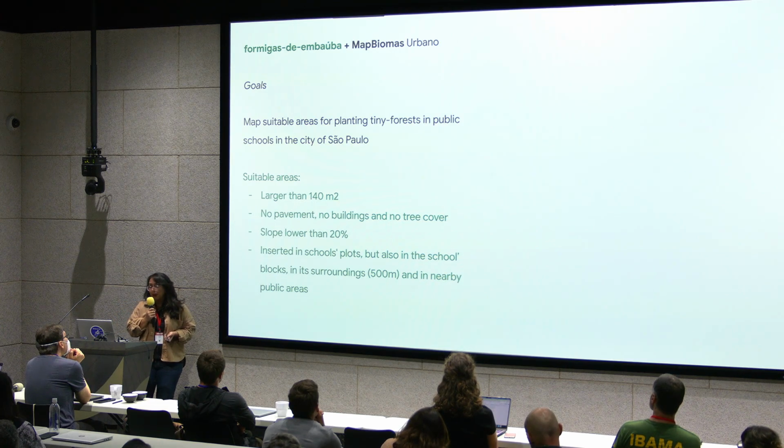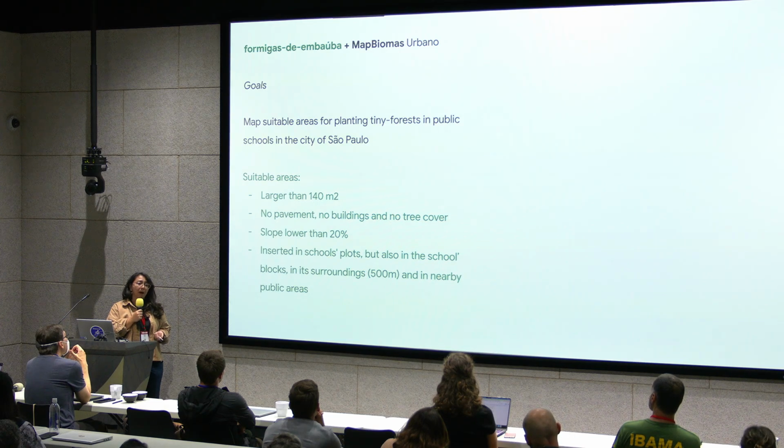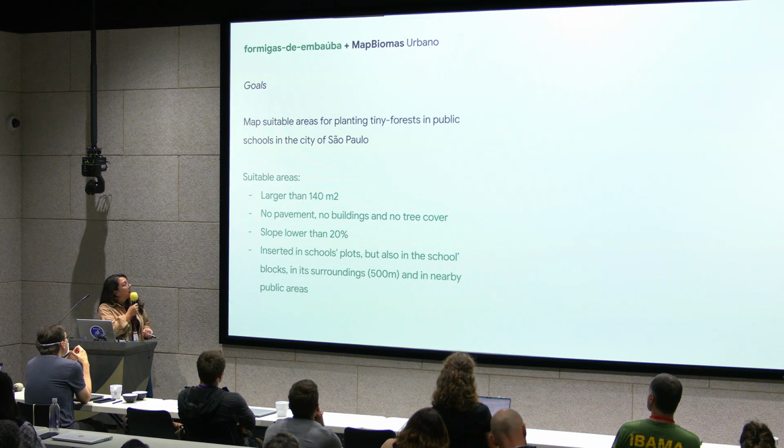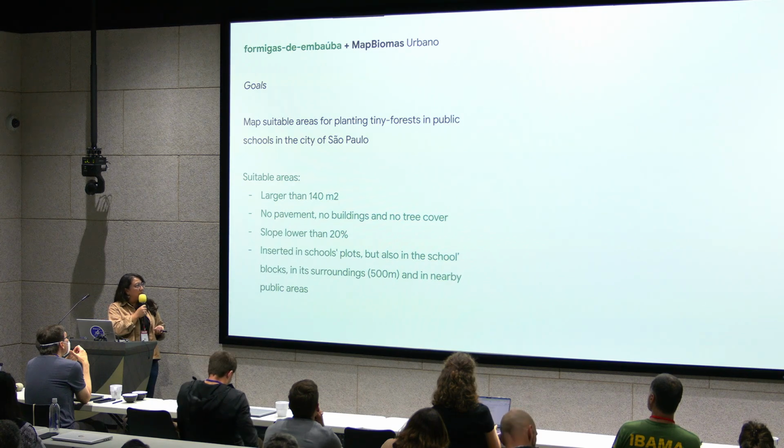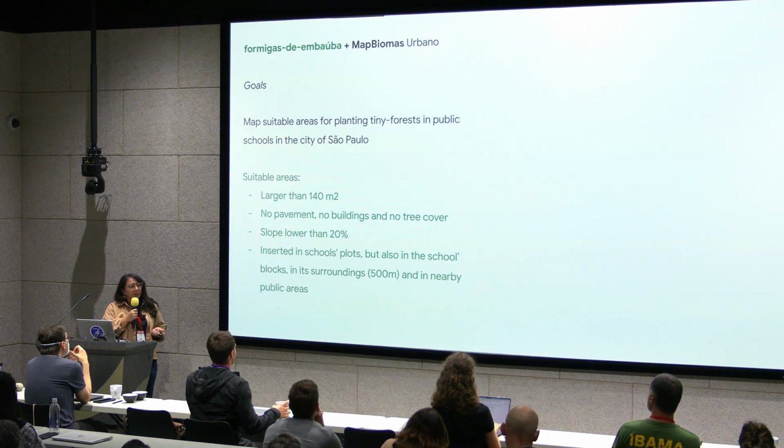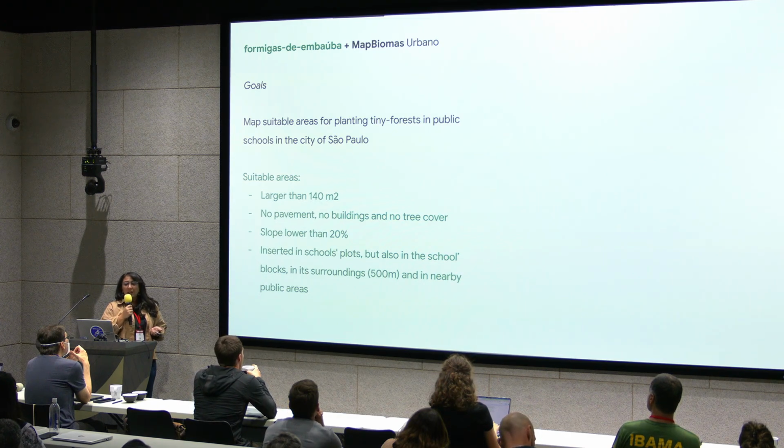But they don't do maps. That's why they came to us and asked for our help to map all suitable areas to plant tiny forests in São Paulo schools. Suitable areas are areas larger than 140 square meters, with no pavement, no buildings, and no tree cover. Slope must be lower than 20%, and they must be inside a school's plot.